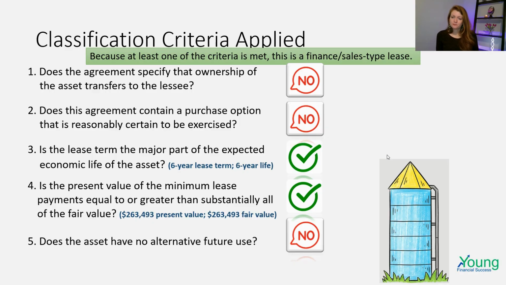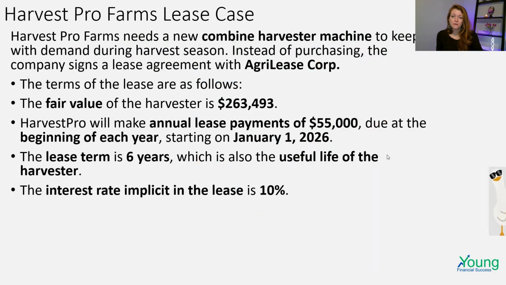Think of it this way. The lessee is the one borrowing it. They're the one financing it. The lessor is the one that's basically selling it. And the reason they call it a sales type lease is because they're basically selling it. They're using it for the rest of its life, and it's to the same present value as the fair value.